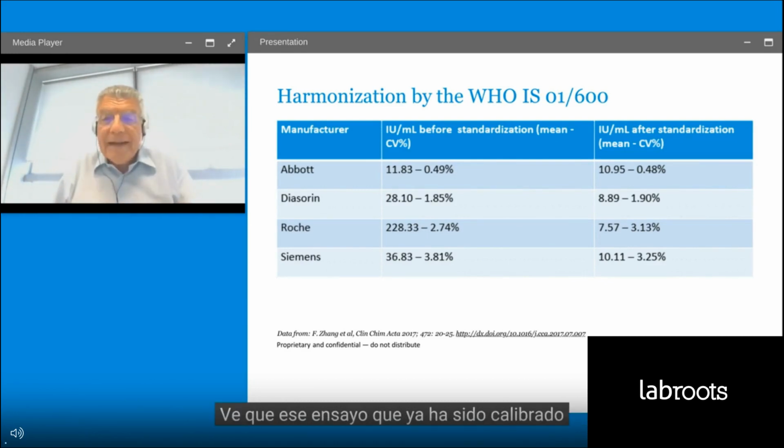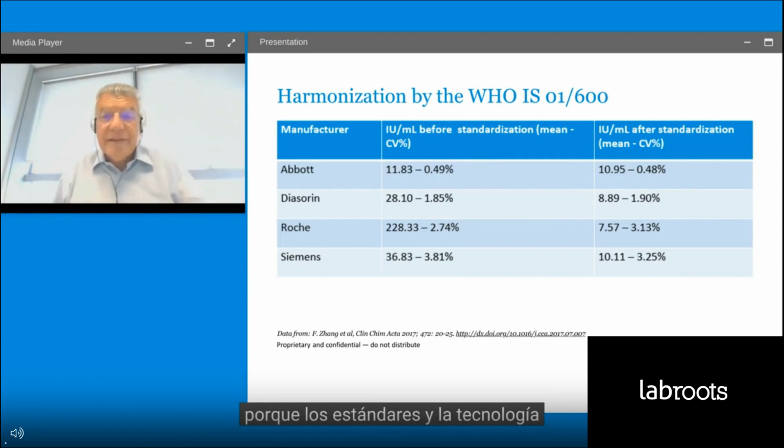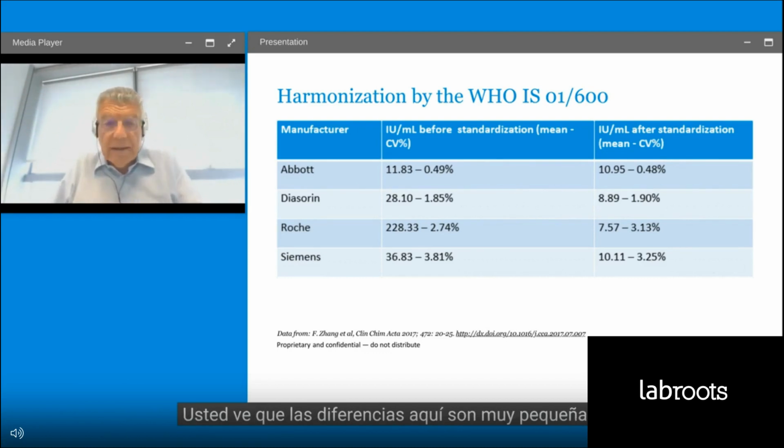You see that assay that has been already calibrated towards the newest standard stays the same with very good coefficient of variation. Those assays that initially did bring much higher results because the standards and the technology and the antigens were different are down to a level that is indeed acceptable. You see that the differences here are very small.